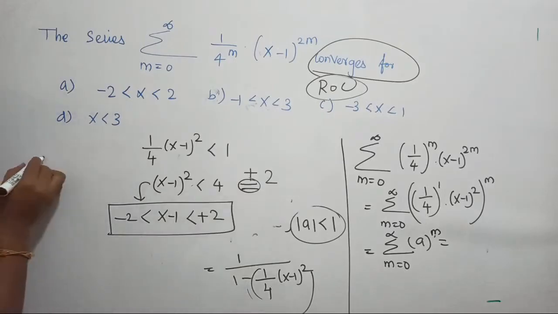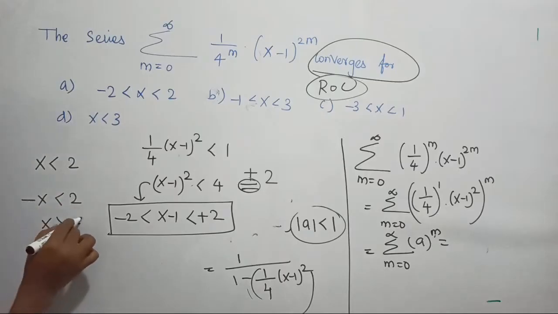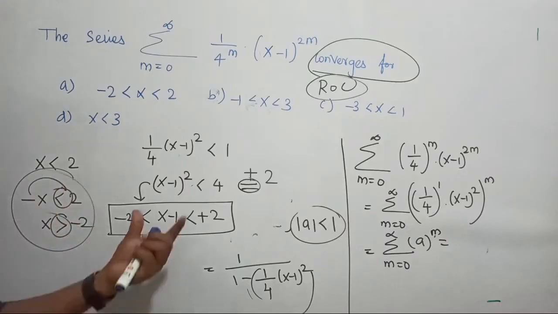See, usually what we do, for example, if x is less than 2, you multiply by minus. For example, say minus x less than 2 comes. When you pass this minus to the other side, it can be written as x greater than minus 2. Whenever the minus sign goes, greater than will become less than, and less than will become greater than. Just remember this basics. Okay, let us come back.